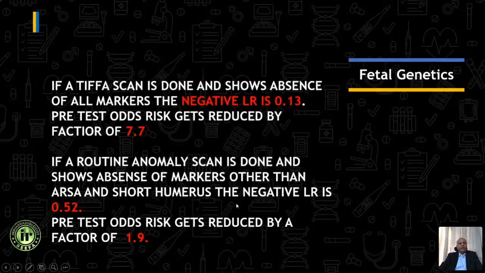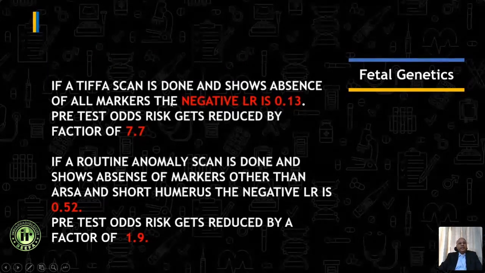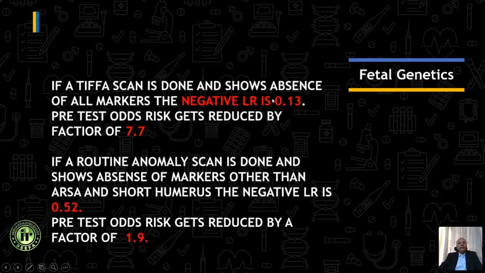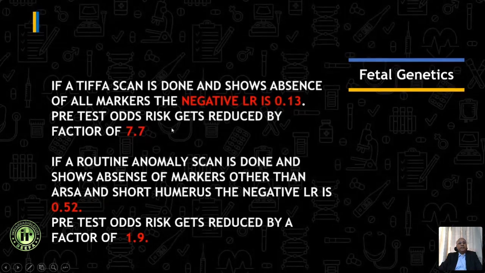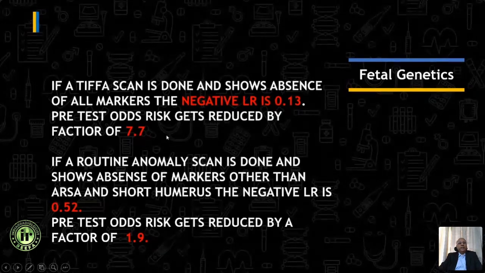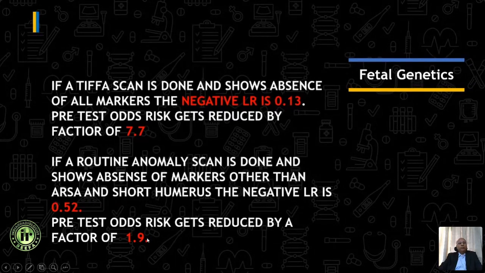Look at this slide carefully. If a genetic sonogram is done, which includes all the aneuploidy markers, including URSA and humerus, then the negative likelihood ratio is 0.13. That means the pre-test risk gets reduced by a factor of 7.7. But if you're able to do only a routine anomaly scan, then the pre-test risk gets reduced by a factor of 1.9 or 2. So remember these two numbers, 7.7 and 2.0.